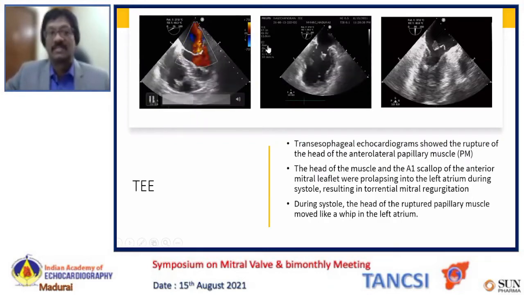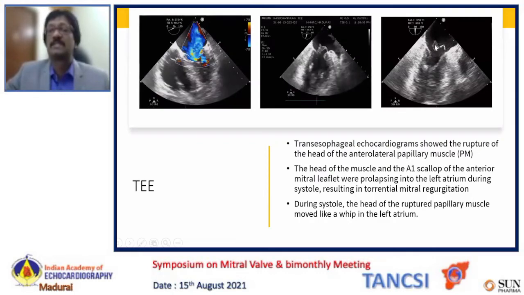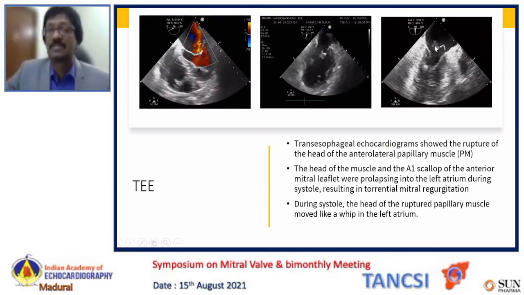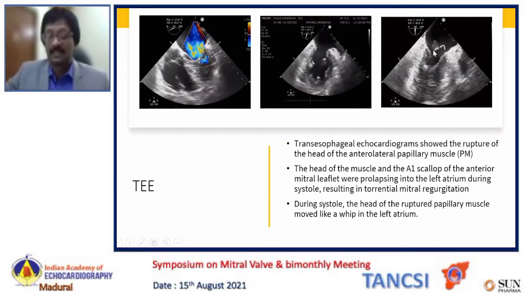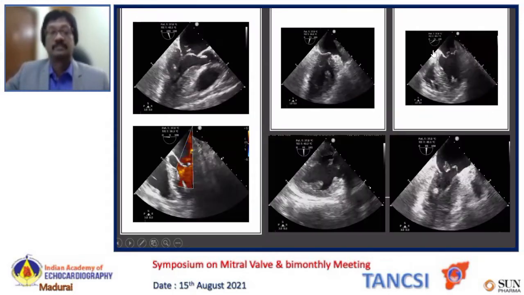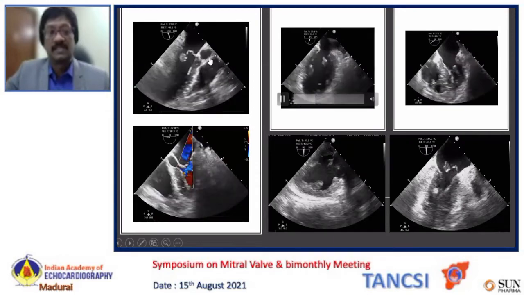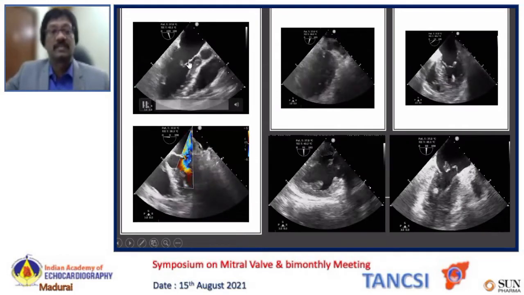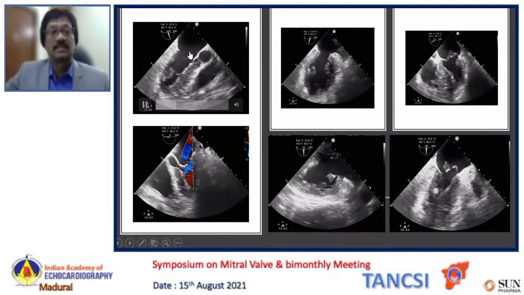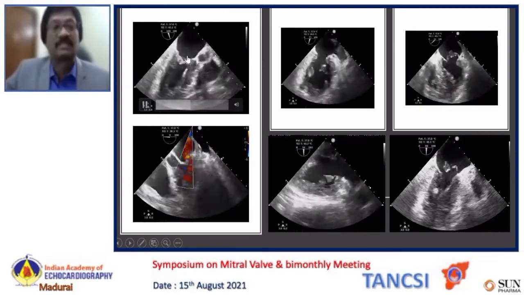And you can see a torrential MR happening, and you can see in this picture even the papillary muscle head is attached to the anterolateral papillary muscle, anterolateral mitral leaflet. And this is all of the various views showing this. You can see the long axis view showing the anterolateral leaflet with the head attached. It is almost now easily seen as a flail.